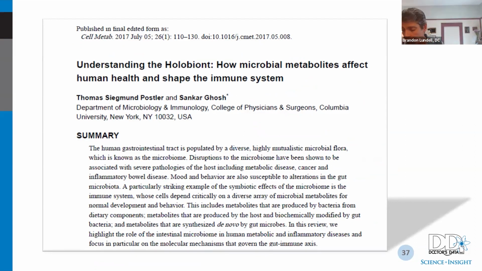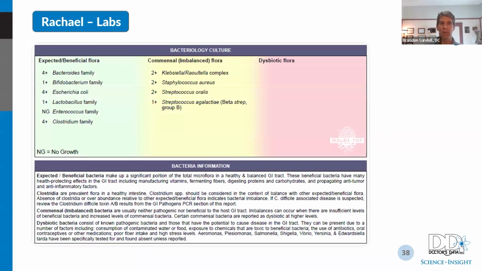I still get this lack of understanding from medical professionals of how the gut affects our immune system. We're not taught it in school, right? We have to learn it through postgraduate education, and it's starting to be taught in schools, but it's still relatively new. So this stool test that I run, this is the comprehensive stool analysis from Doctor's Data.